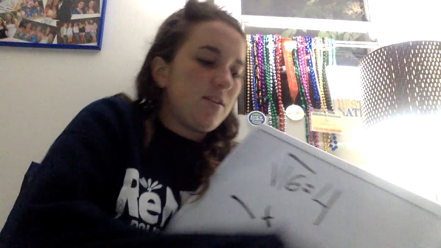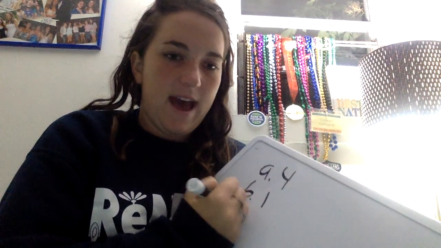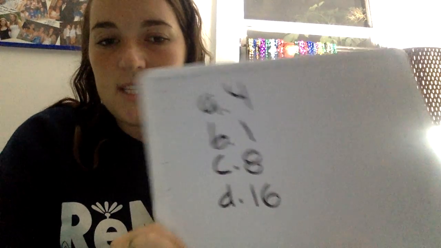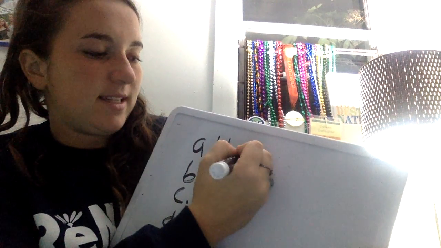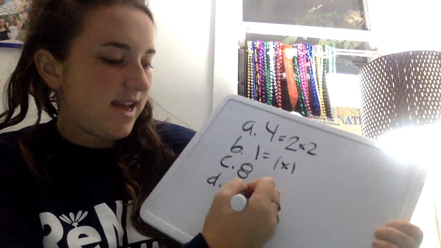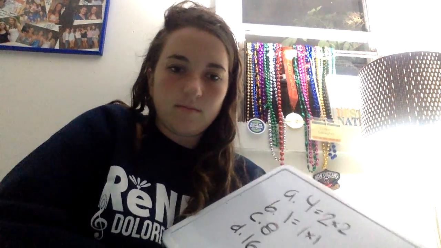All right, the next problem says, which of the following are perfect squares? We have 4, we have 1, we have 8, and we have 16. Try this on your own. The perfect squares are 4 because it's 2 times 2, 1 because it's 1 times 1, and 16 because it's 4 times 4.